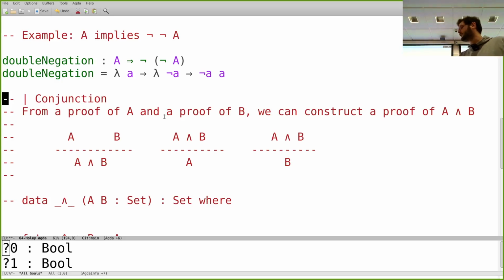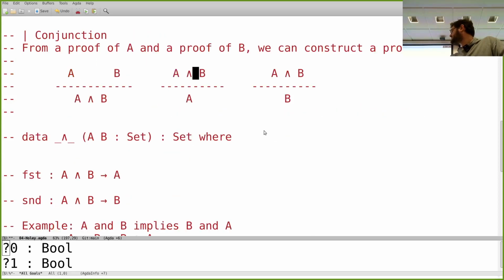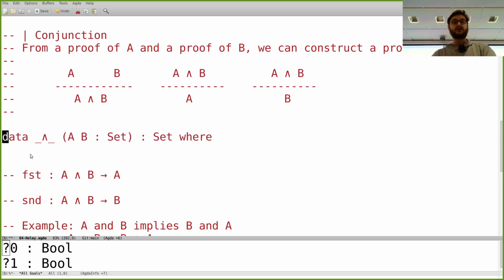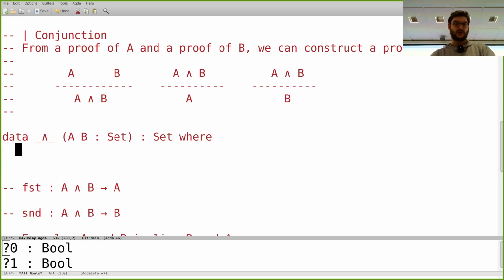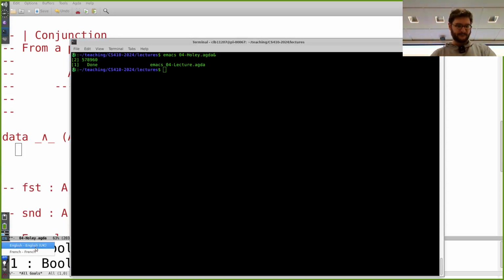So for conjunction, the introduction principle is: if you want to prove A and B, you better have a proof of A and a proof of B, and you combine them, and that's how you get the proof of the conjunction. Then we have two elimination rules telling you that if you have a proof of both, you can get a proof of either by projecting out the one you're interested in. As I said, the introduction rule becomes a data declaration. It could also be a record, but because there's no choice, for a change, I picked a data one.